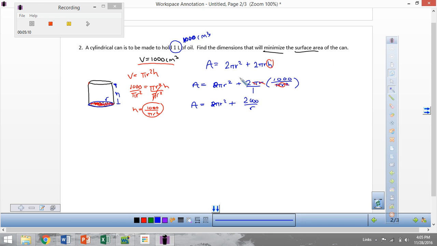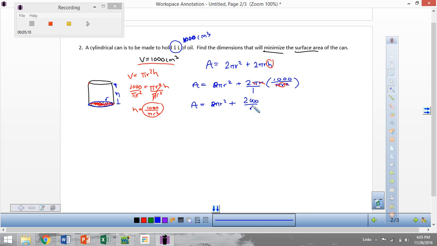And this simplifying process might take a little while to get used to, but you're just essentially multiplying and simplifying there. That's about as simplified as I can make this. So what I'm going to do at this point in time is go ahead and take the derivative.